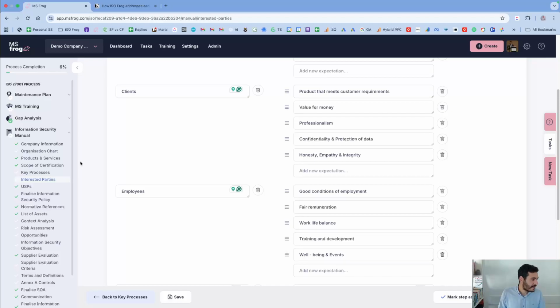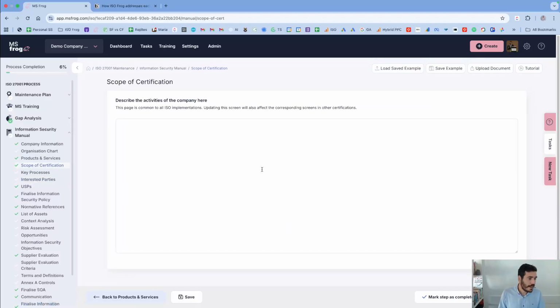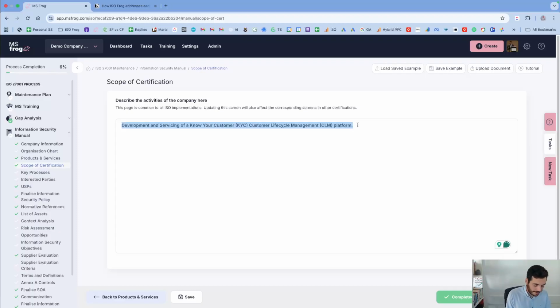How I like to do this is that over here we would have a section, and for example here, development and servicing of a KYC, customer lifecycle management platform. Or for example, it can be provision of IT services to the fintech industry, for example. So like this, we are further narrowing down what we're doing.